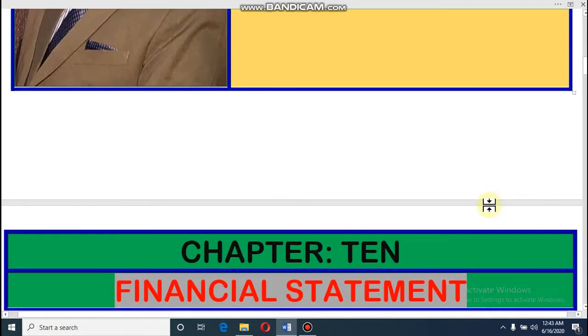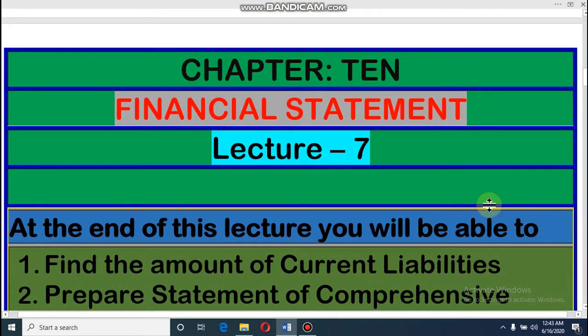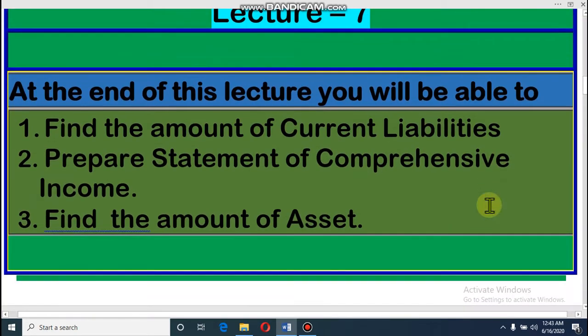Dear student, today we will discuss chapter 10, and you know that this is financial statement, and today is our 7th lecture. Dear student, at the end of this lecture you will be able to find the amount of current liabilities. You can prepare a statement of comprehensive income, and you can find out the amount of asset. Let's come to our class.